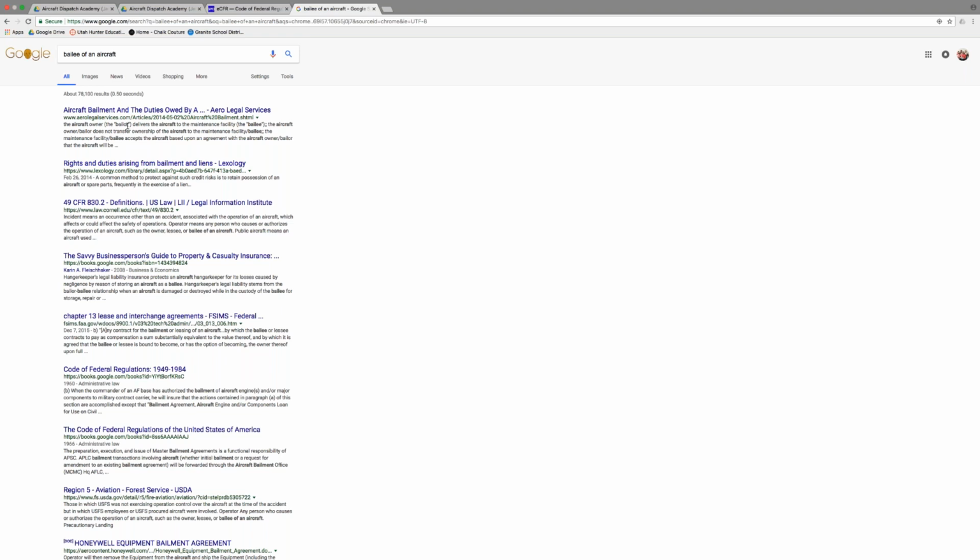So the aircraft owner, the bailor, delivers the aircraft to the maintenance facility. The bailee, the maintenance facility, does not receive ownership of the aircraft from the bailor. The maintenance facility accepts the aircraft based on an agreement with the aircraft owner and bailor. So basically what it's just saying there is, just another word for owner?